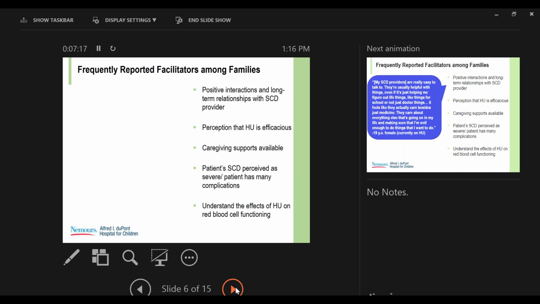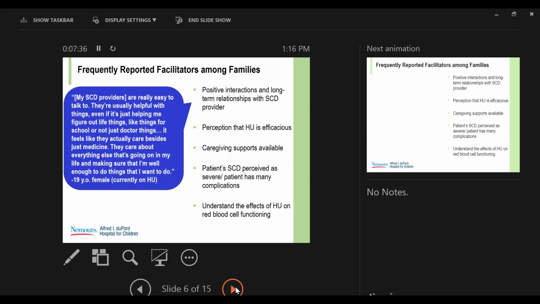These were the most frequently reported facilitators, the factors that encouraged or helped make the decision to start hydroxyurea. Having a positive, trusting relationship with their sickle cell disease provider was something that almost universally families talked about. I won't read the whole quote, but this female talks about how she feels her providers care about her as a whole person, how they are not just interested in pushing medication, how they really care about what's going on in her life outside of her disease, and so that helped her make the decision.